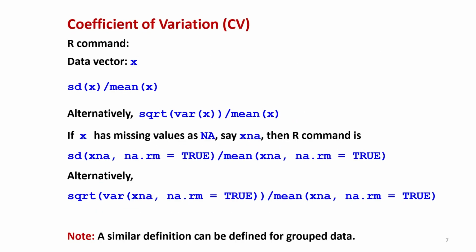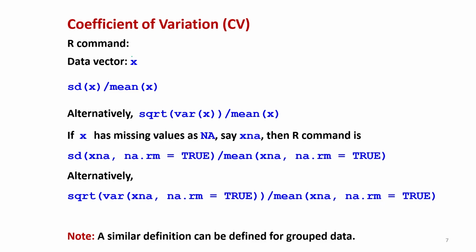Now, we understand how we can compute the coefficient of variation in our software. There is no direct command to compute the coefficient of variation, but that can be computed without any problem, because in order to compute the coefficient of variation, you need to compute the standard deviation and the arithmetic mean. The standard deviation can be computed by the SD command and the mean can be computed by the mean command.